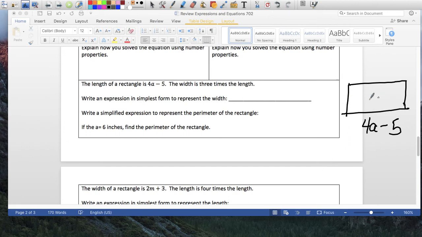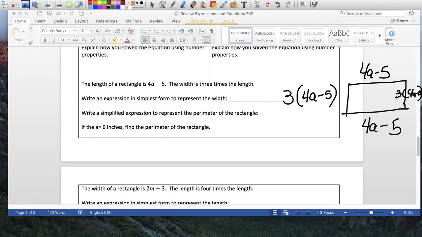So whatever this width is, obviously, my picture is completely wrong, but the width is a little bit longer. The width is 3 times the length, so I'm going to write 3 times the length. Now I know that if this side is 4a minus 5, this side is 4a minus 5. And on the other side, it's 3 times 4a minus 5, right? Because it's the same side on both sides.